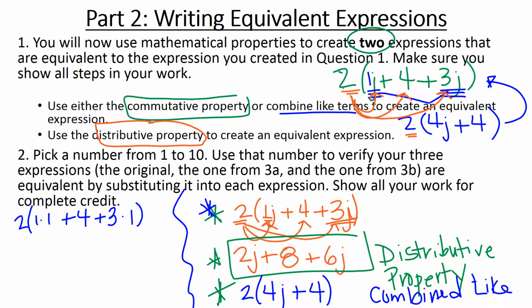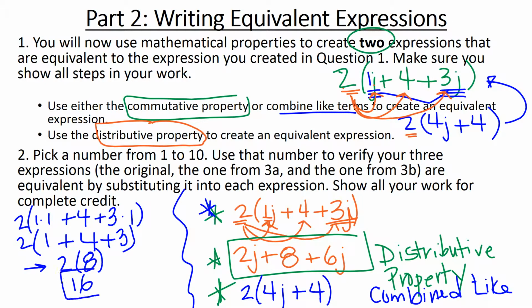So when we do that, we do the parentheses first: 1 times 1 is 1, plus 4. 3 times 1 is 3. Then I'll bring down my 2. So I have 1 plus 4, which is 5. 5 plus 3, which is 8. And then I've got my 2. And remember, anytime this happens, I multiply, which gives me 16. So what I'm going to do is plug in 1 to every single one of these expressions, wherever I see the j, and my answer should be 16 every single time. And that's what you would do for number 2.